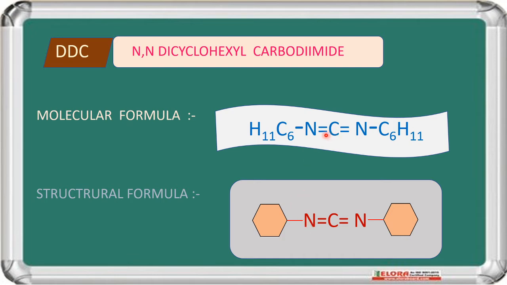Here C=N and C=N mean imides. There are two types of C=N, so this is the diimide structure, the carbodiimide structure. Here the cyclohexane structure is attached, so it is dicyclohexyl, and this is also attached to N, nitrogen. The total name or long form is N,N-dicyclohexyl carbodiimide.